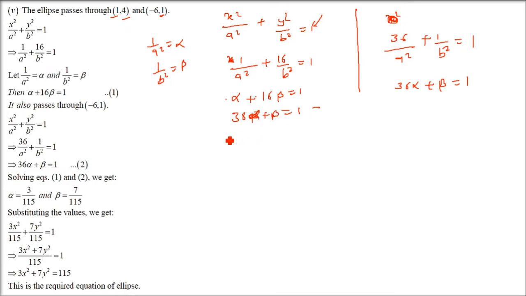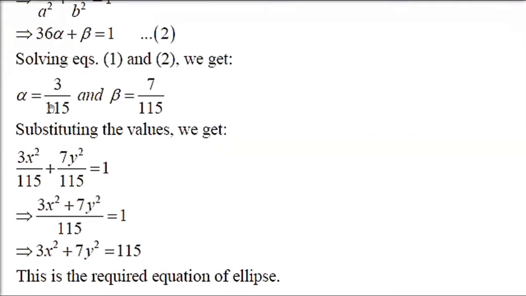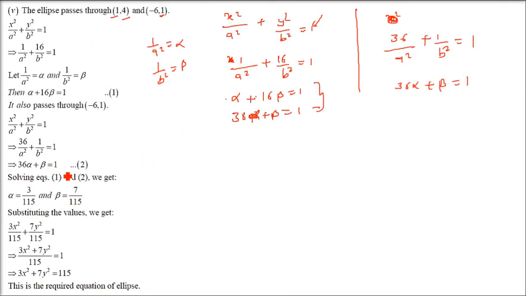Let me tell you what alpha and beta are going to come out as. Alpha is 3 by 115, beta is 7 by 115. So alpha is 1 by a square. Remember, we have assumed it to be 1 by a square. So 3 by 115 is actually equal to 1 by a square. And in this equation, x square by a square, you can write it as 1 by a square into x square. 1 by a square you have already got. Just put 3 by 115 directly here, so 1 by a square is your 3 by 115.